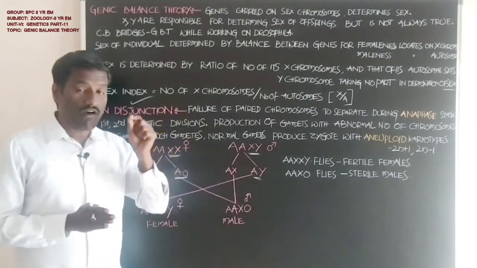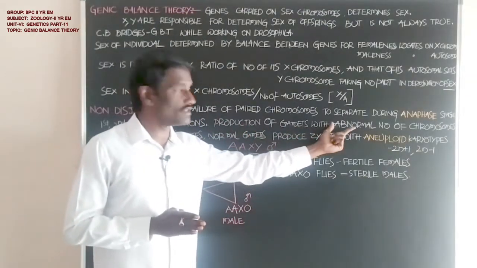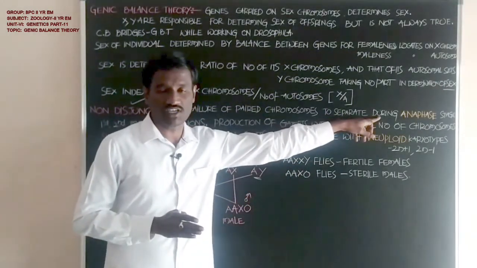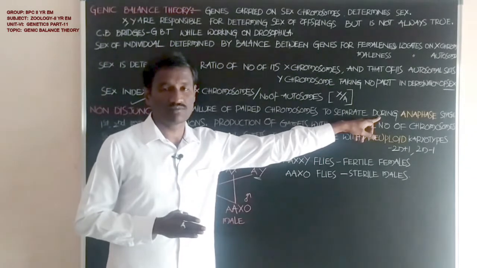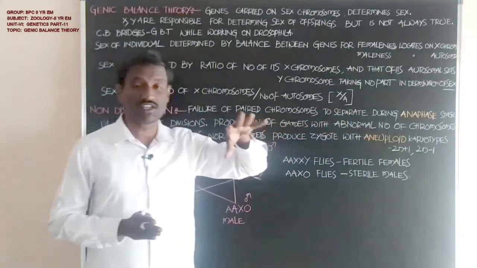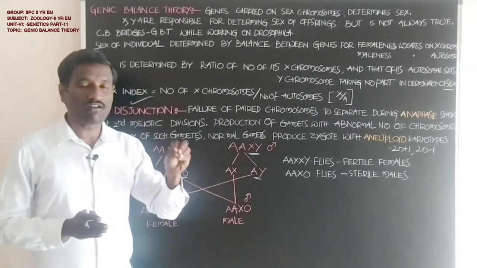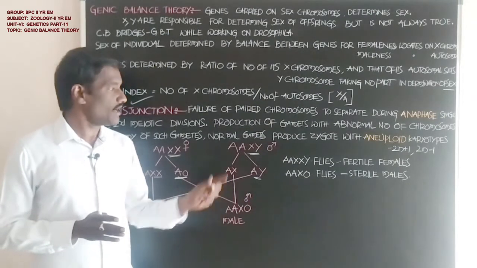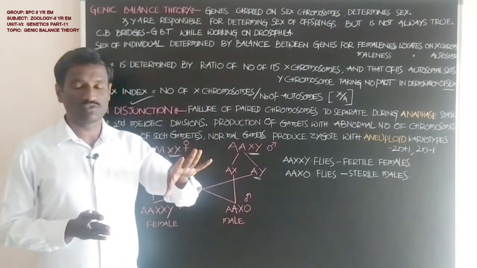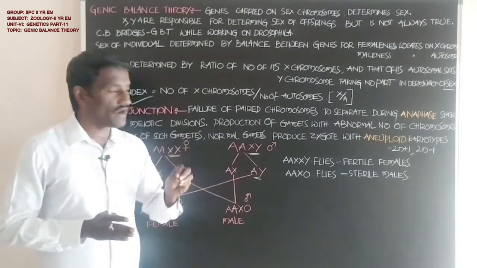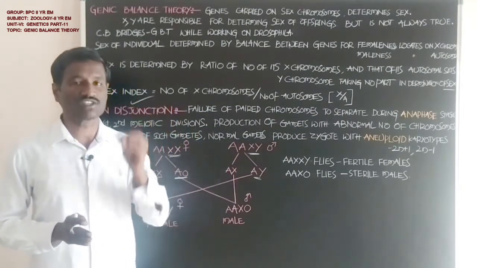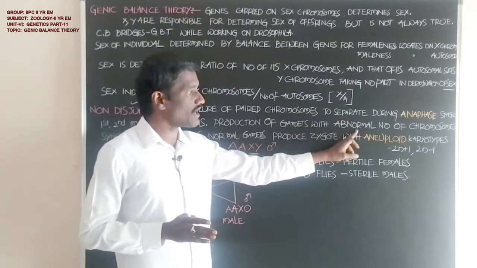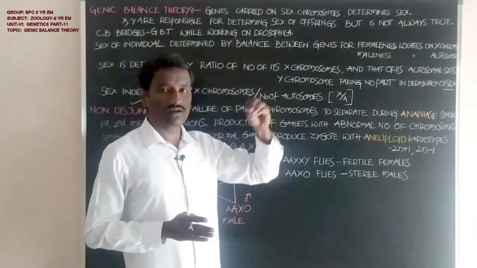Okay, this causes the production of gametes with an abnormal number of chromosomes. Student, anaphase is one of the stages in cell division. The anaphase stage shows the movement of an equal number of chromosomes into the daughter cells. Failure of paired chromosomes to separate during the anaphase stage leads to the production of an abnormal number of chromosomes in the daughter cells.